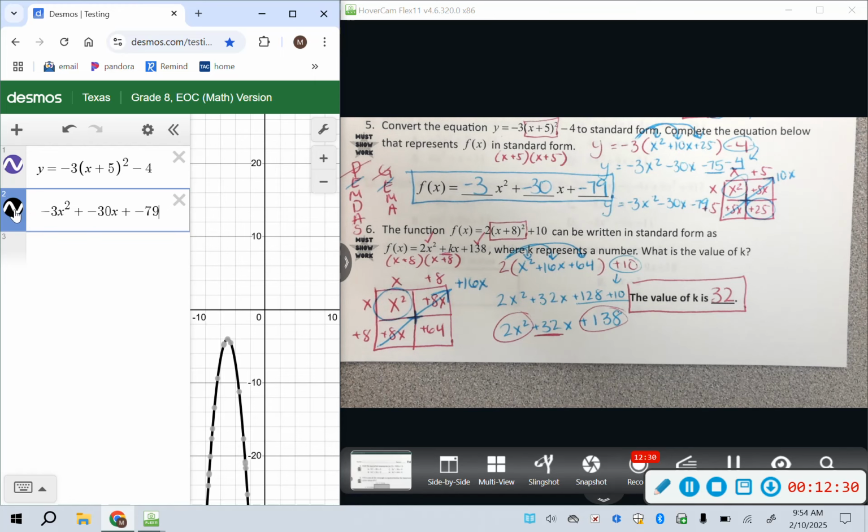So if I turn this one off, it's purple. Turn it back on, it's black, right on top. So we did it correctly. That is my right answer. So I can check number 1 through 6 just like that in my calculator on my own.